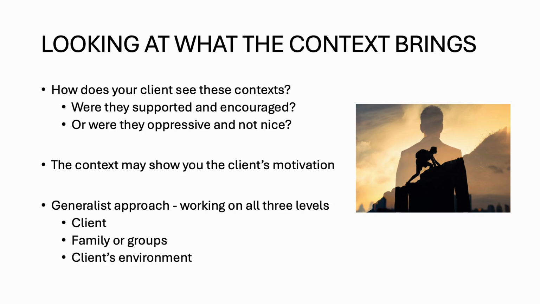So now we're going to try to analyze some of the stuff that we just saw in those 3 levels. So how does your client see these contexts? Were they supported and encouraged, let's say, with a family level, which is the meso level? Was the society supportive of you? And that would be the macro level, right? Or were they oppressive and not nice? The context may show you the client's motivation. So how those people treat that client will determine or potentially let you know how they might see themselves.